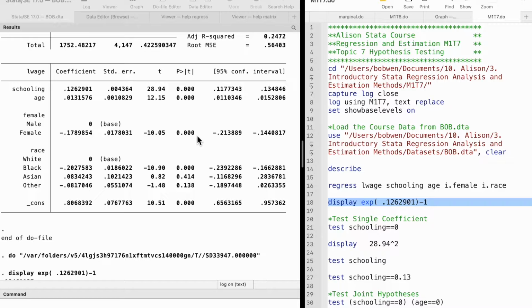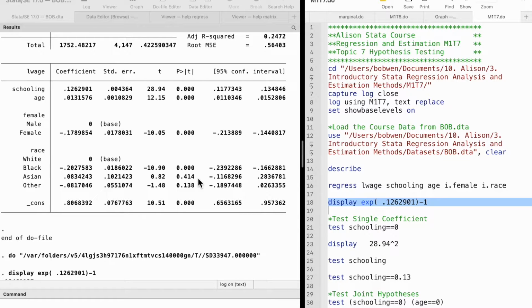For the race variable, the base group is white workers. Black workers earn about 20% less, and this effect is statistically significant at any conventional level. Asian workers earn 8% more than white workers, but the effect is not statistically significantly different from zero at any reasonable level. It has a small t-statistic, and its p-value is 0.4, meaning that we cannot reject the null hypothesis that Asian and white workers earn the same.